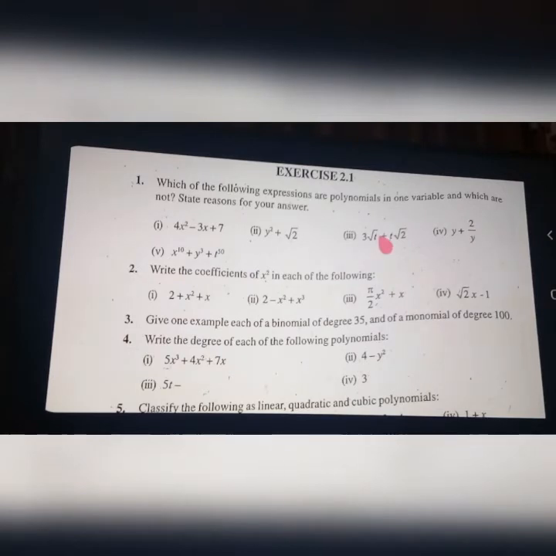Reason understood now? Here what is the reason? t raised to 1 by 2 came. So the index of a polynomial should always be a non-negative integer. Now here you see y plus 2 by y. 2 by y means what will come? y raised to minus 1. Here also the same problem. Only one variable is there, but the index of y raised to minus 1 came. So it is also not a polynomial.